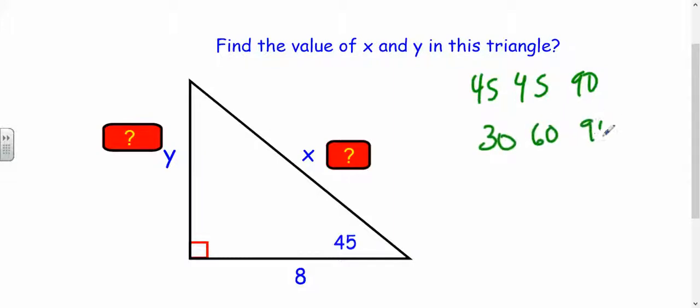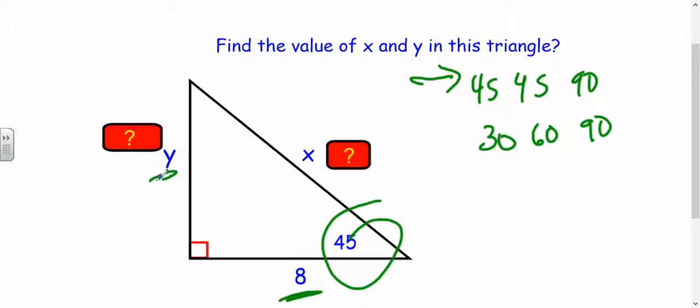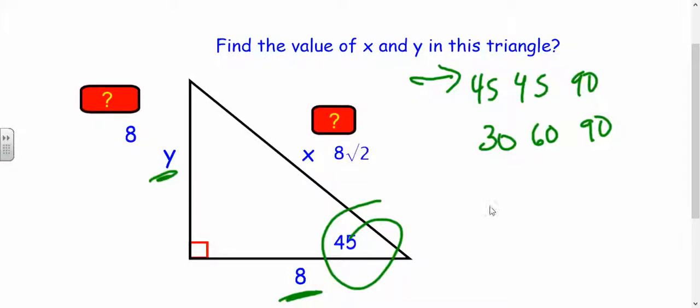Well, what's your first clue? The 45. So this has to be a 45, 45, 90, which means if this side is 8, what is this side? That's right, it's also 8, and this side would be 8 square root of 2. Okay?